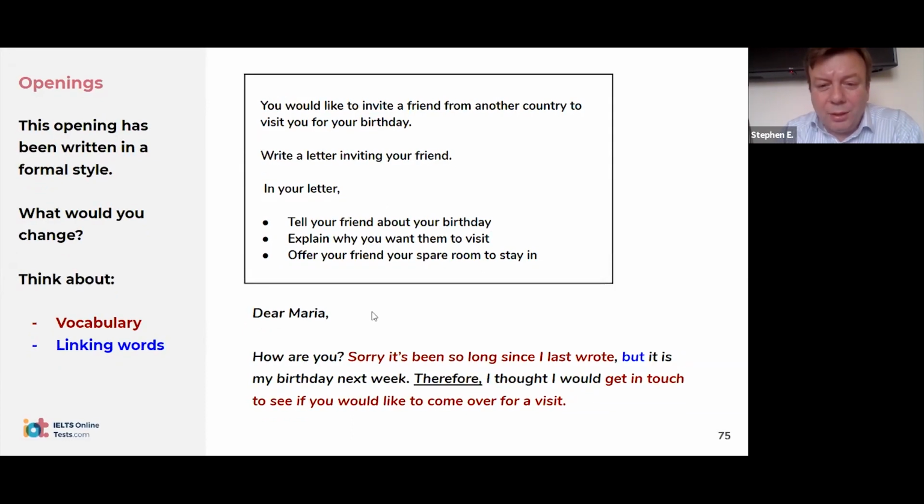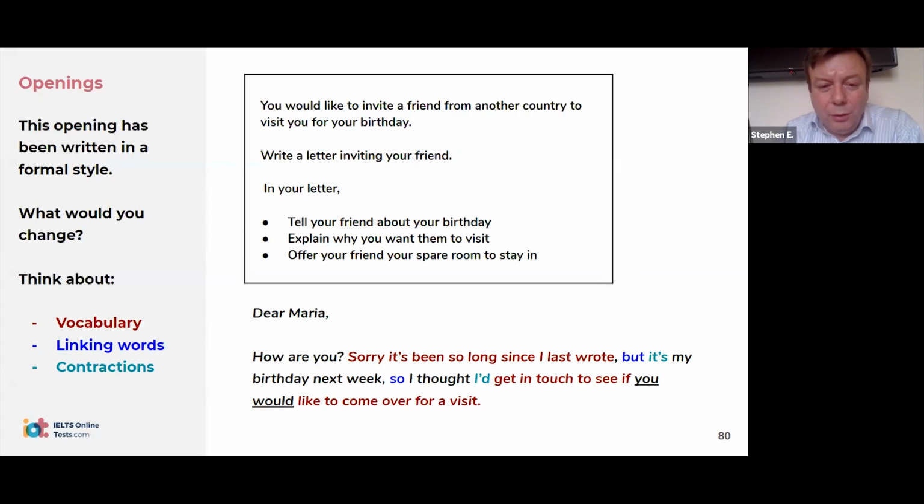So, okay. That's a good example of an informal introduction there. And we've clearly stated the purpose. And we've got some contractions, so it's, and I'd, and you'd. So we've got informal language there. Good, so everyone seems to be pretty much on mark.